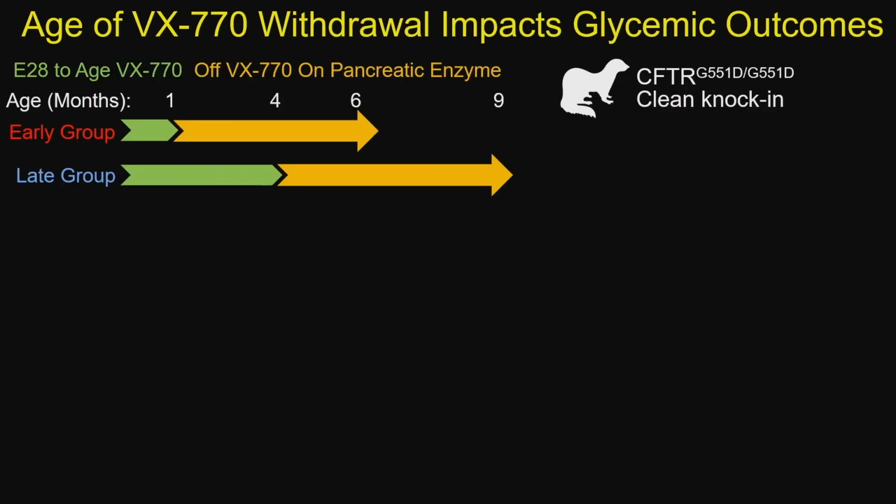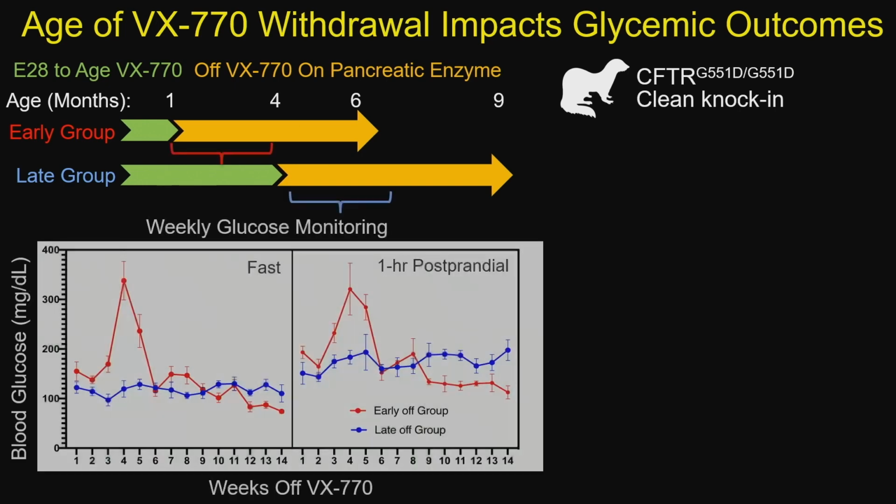So we went on to try and do this in a bit of a more formal way. Now we've turned to the clean knock-in, so we know we have 100% expression. We get about 75% rescue on a CFTR modulator, VX770, and so we have what I'm calling here an early group that goes off VX770 at 1 month and a late group that goes off at 4 months, asking the question whether or not the glycemic outcomes in these animals are different.